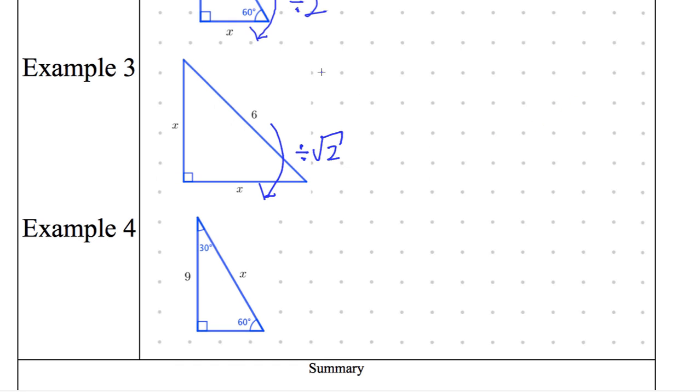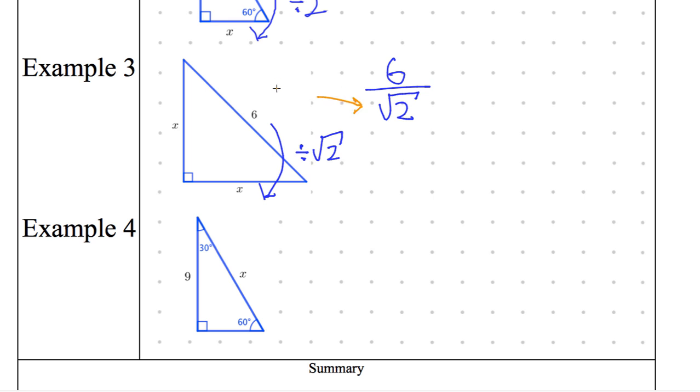I'm going to divide by square root of 2. So the answer is almost 6 divided by square root of 2. There's a problem with this. The problem is we have a square root in the denominator. This is not allowed. Go ahead and write that.